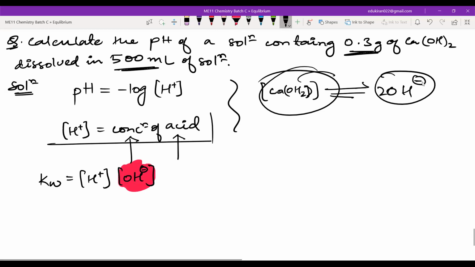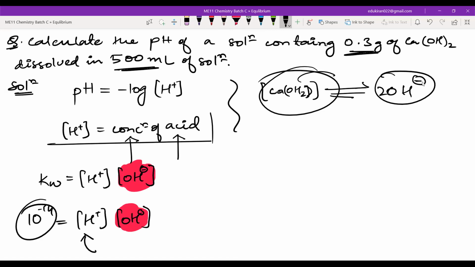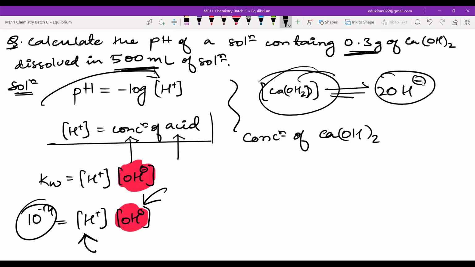This is indirectly given to me. And this Kw is equal to how much? 10 to the power minus 14, which is equal to the concentration of H plus and OH negative that I'm going to calculate here, right? From this, I will get the concentration of H plus, because Kw is a constant. Then we will plug in the value to the H plus ion. But before that, first of all, we have to calculate the concentration of Ca(OH)2.